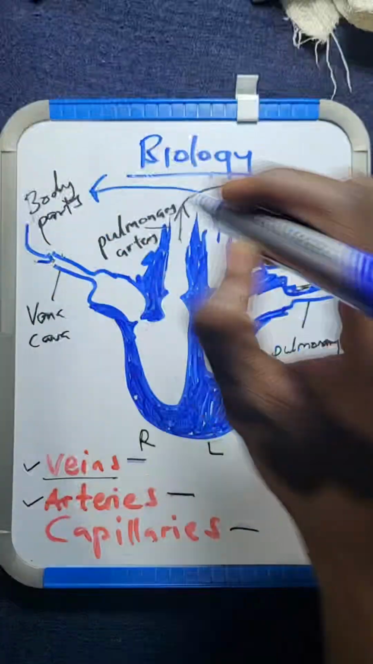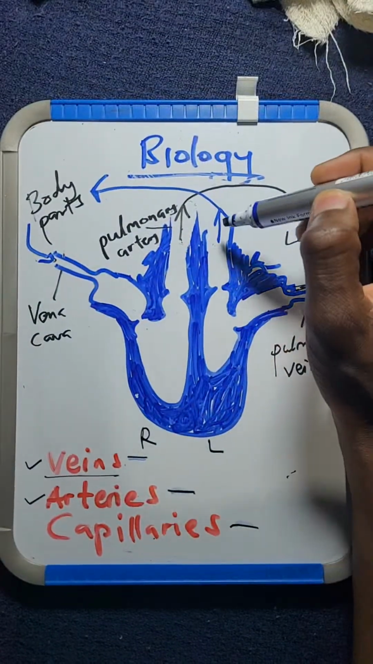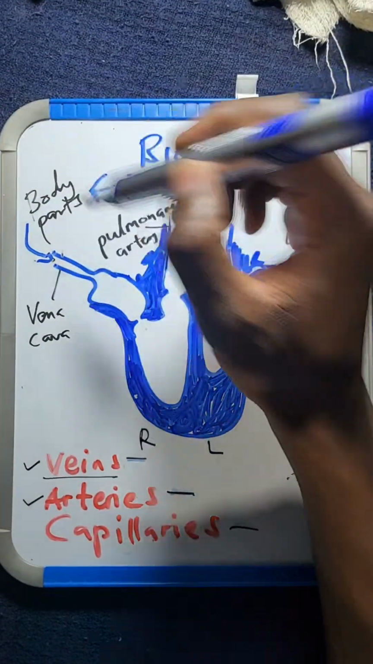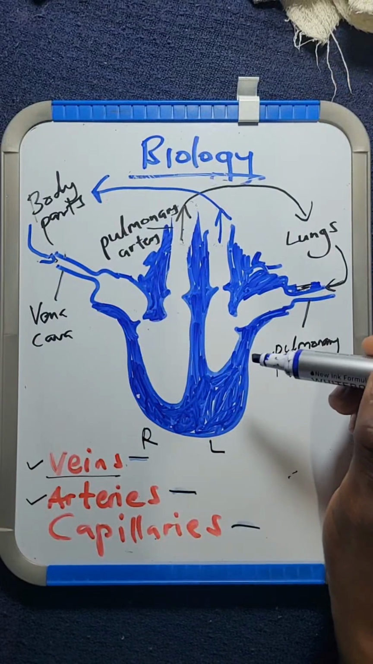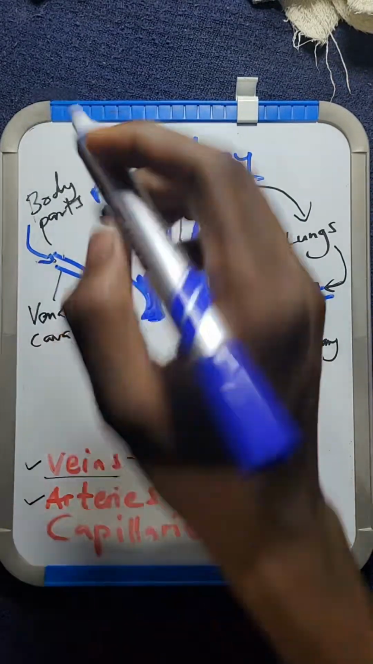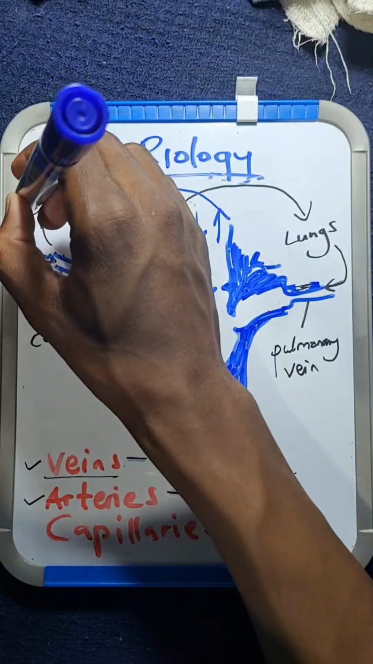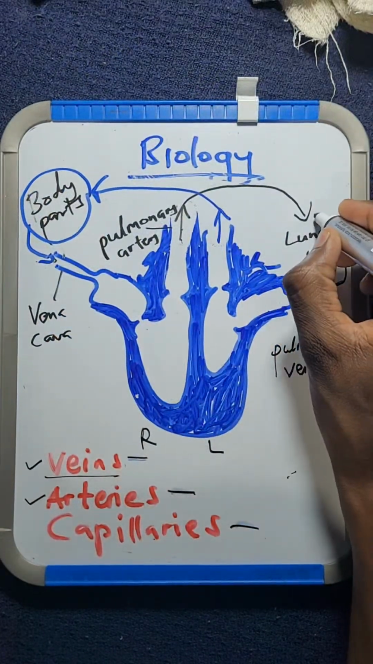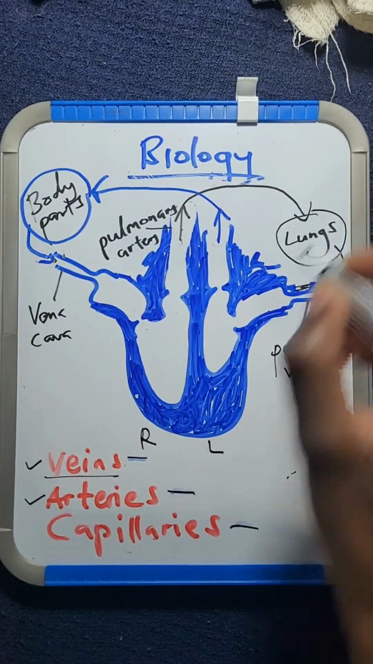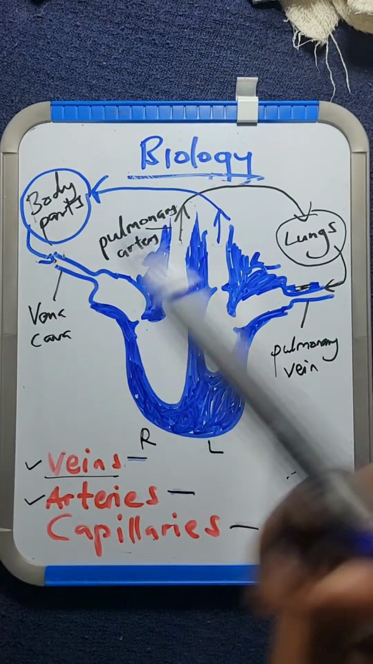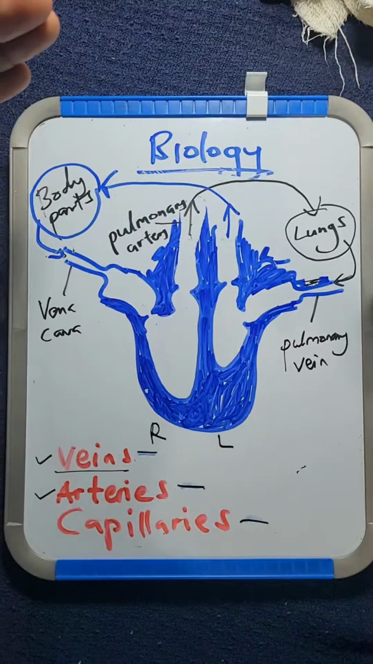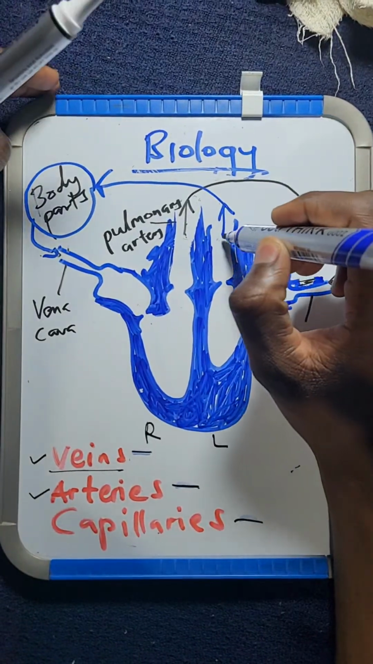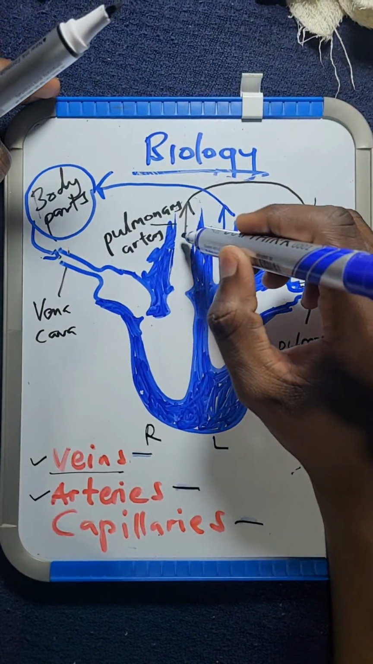So let me do that. This artery transports blood to all body parts, okay? I'm going to circle that. I'm also going to circle this. So we've got something happening here. We've got this artery and this artery.